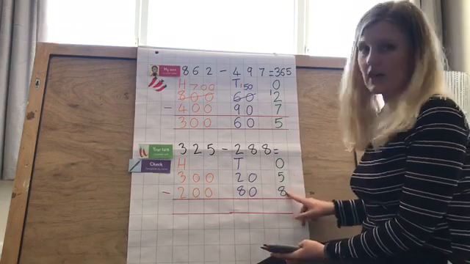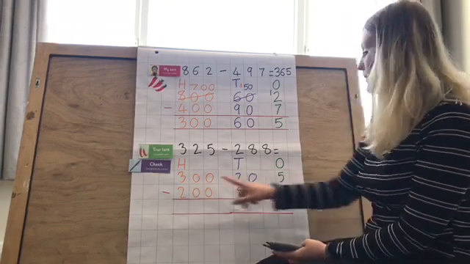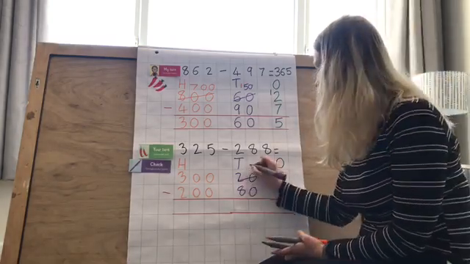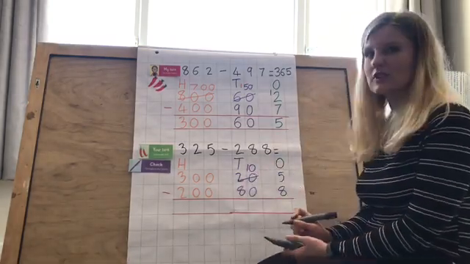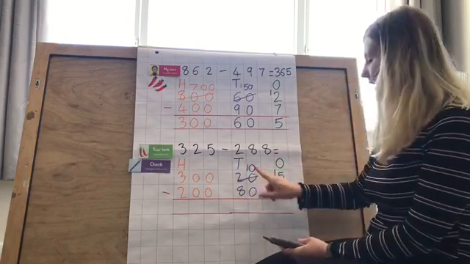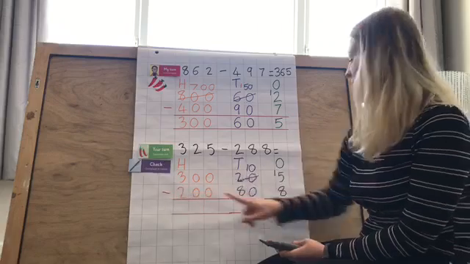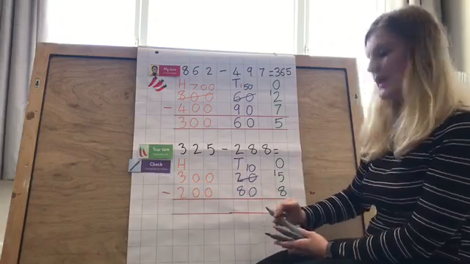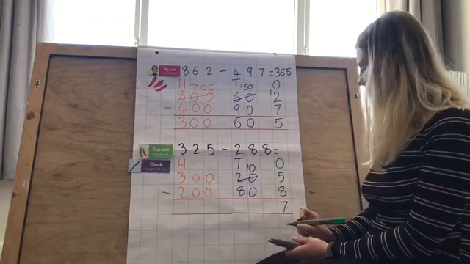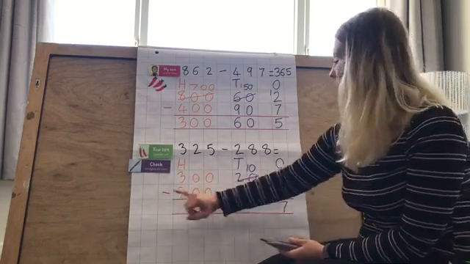Now remember, we always start at the ones. So 5 take away 8. I haven't got enough, so remember I borrow from the tens. You're getting good at this now. I put that 10 on here, so I've only got 10 left, and then it's 15 take away 8, which we should know is, well done, 7. Okay, then we move on to our tens.